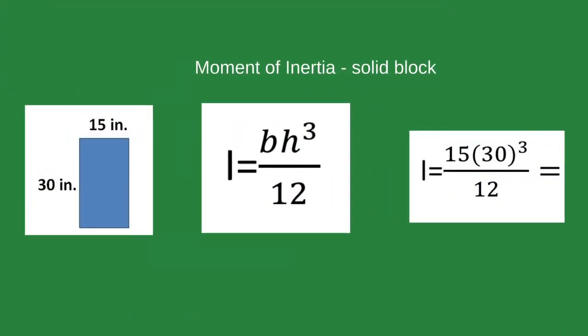So the moment of inertia for the solid block is pretty easy to calculate. You just take the base, which is 15 inches, multiply it by the height cubed, and the height is 30 inches, so that's 30 cubed, and then divide that by 12. Pause the video right now, go ahead and do that. I've given you the numbers. Get out your calculator, get out Google, get whatever you're going to use to do the calculations, and go ahead and do that calculation and write it down in your notebook.